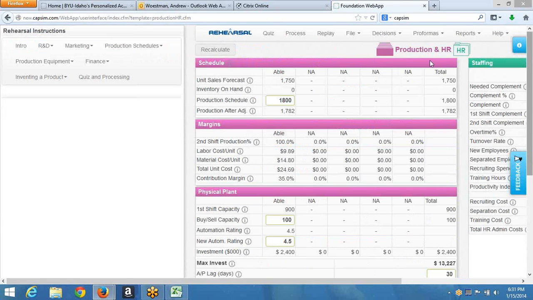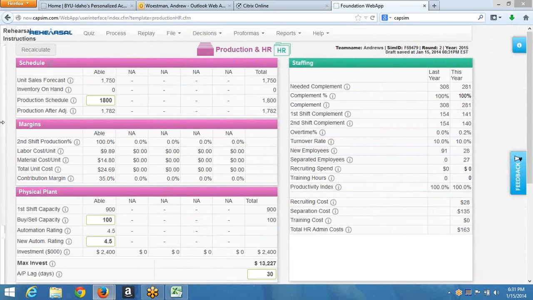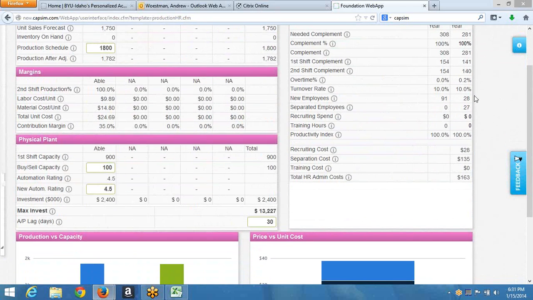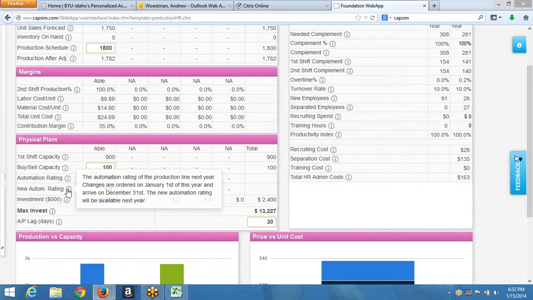And if you have a lot of money left over, then a really good thing to do is create another product. So I look and I say, this is how much I can invest into production or into my products, and I've only used 2,400,000 of that. So I have another 10,000 that I can do. So I can make another product, or I can invest in automation.